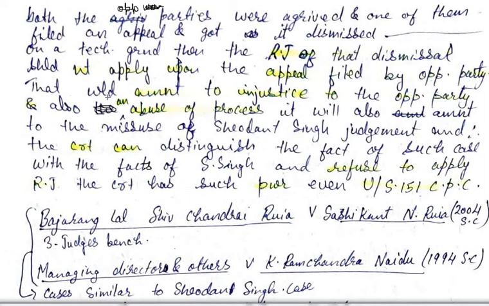Next sentence. That would amount to injustice to the opposite party and also an abuse of process. It will also amount to the misuse of the Sheodan Singh judgment, and therefore the court can distinguish the facts of such a case from the facts of Sheodan Singh and refuse to apply res judicata. The court has such power even under Section 151 of CPC.